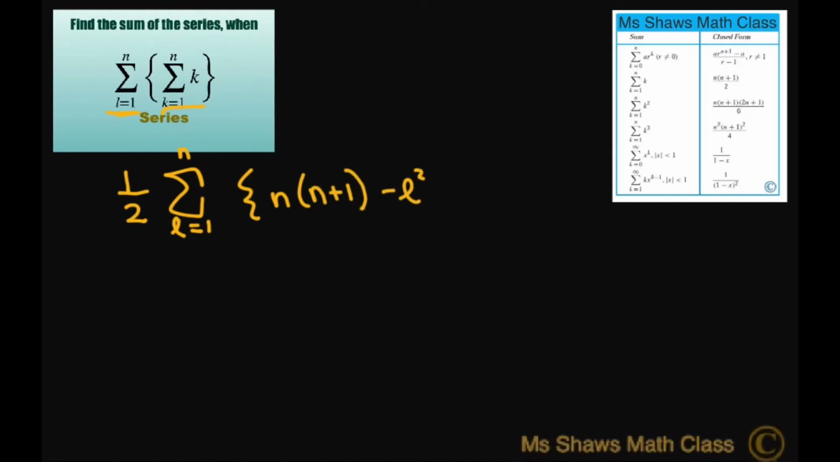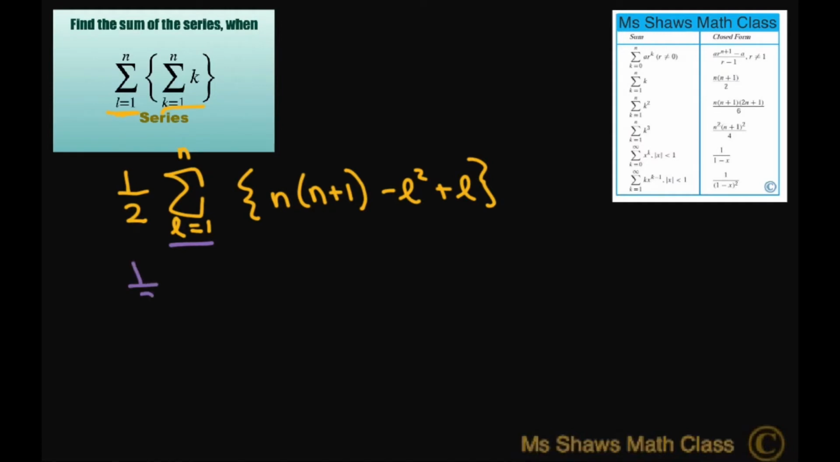So we have this whole thing equals 1/2, pulling out the 1/2 from the original. We have the sum from l equals 1 to n, and then I'm going to write down what we just got: n times n plus 1, and then minus l squared plus l. Now I'm going to go ahead and distribute this sum.